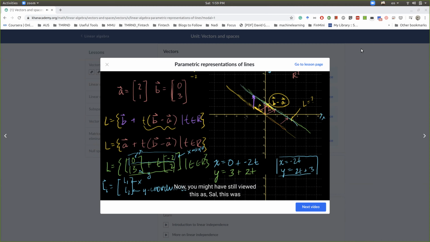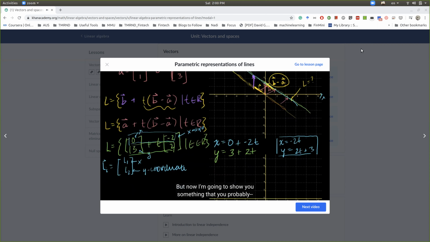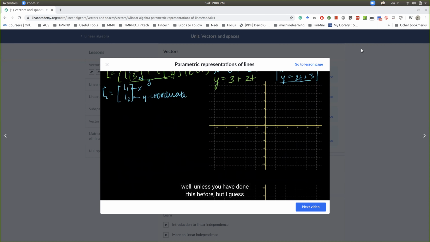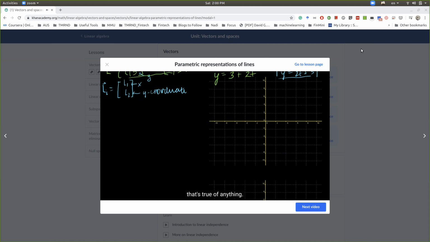Now, you might have still viewed this as, Sal, this was a waste of time, this was convoluted, you had to define these sets and all of that, but now I'm going to show you something that you probably haven't seen in your traditional algebra class. Let's say I have 2 points, and now I'm going to deal in 3 dimensions. So let's say I have one vector, I'll just call it position 1, because these are position vectors. This is in 3 dimensions. Let's make up some numbers.